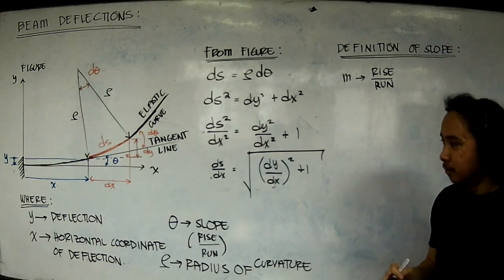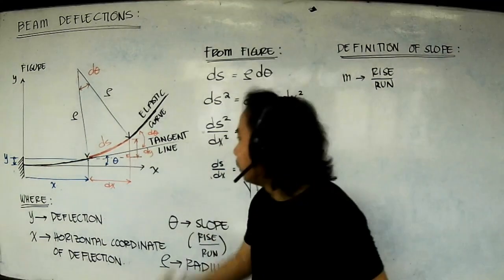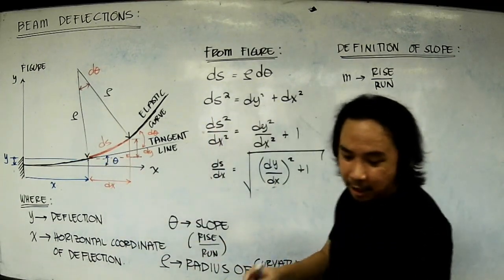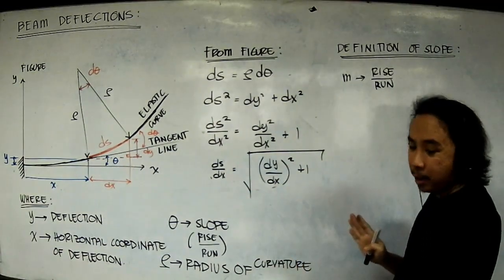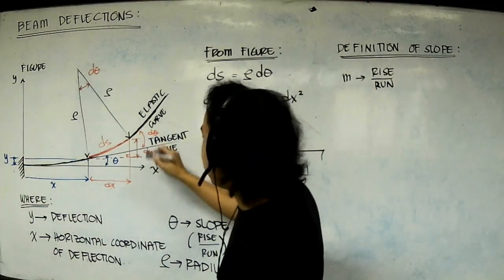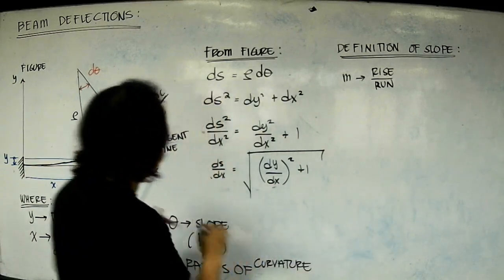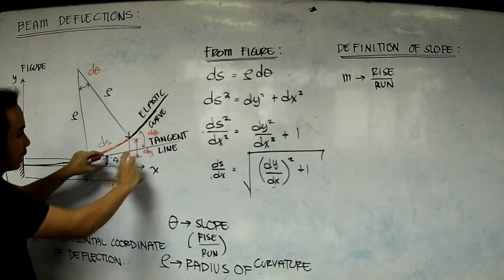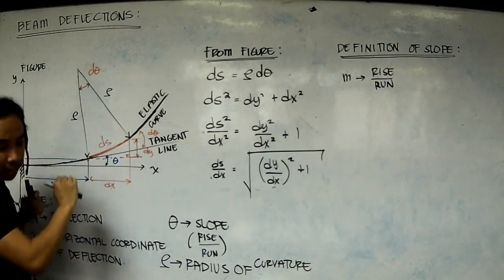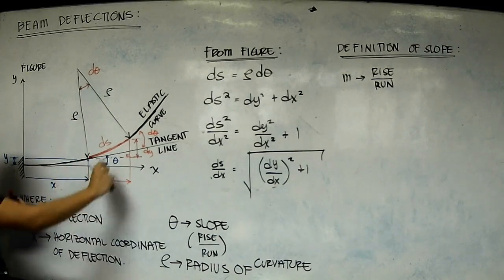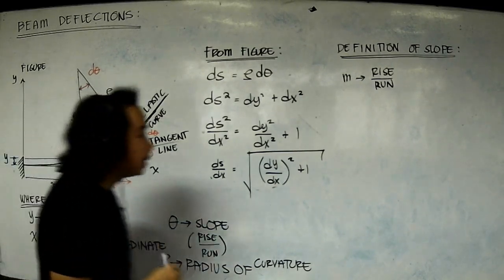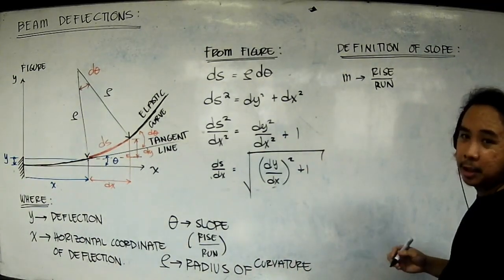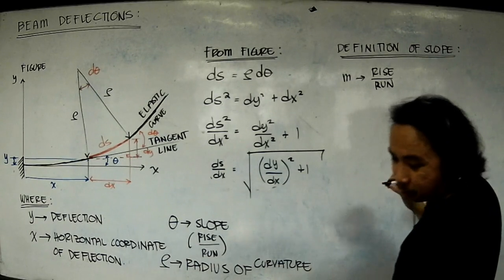Now, this theta that we see here is the angle of the rise over run. You say slope, that is slope. There is a rise, and then the run. This is y, this is x, and this is theta. So that is our rise over run. Now, m was our previous notation, but here is a new form when you talk about beams.